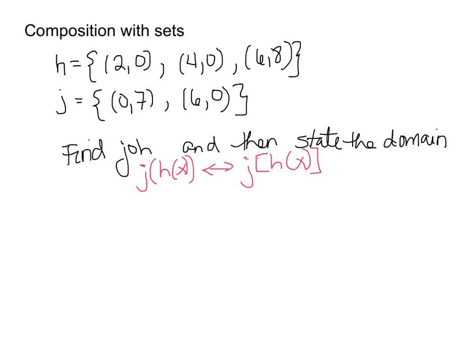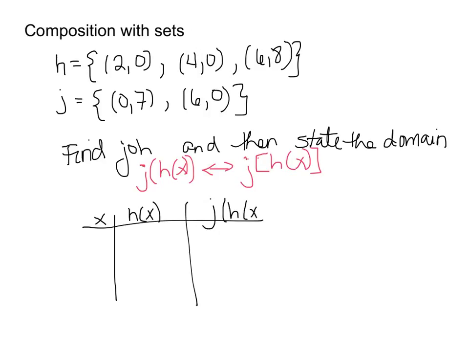So if we're going to do this, I think it's somewhat helpful to make a table. What we're going to have to do is take our x values, put them into H, and we'll get a y value. And then we'll think about taking that second column and using those as inputs in the function J. Okay, so if we want to look at the x values that go into H, we're going to look at the first coordinates with H. So notice that we'd have 2, we'd have 4, and we'd have 6. So x could be 2, 4, or 6.